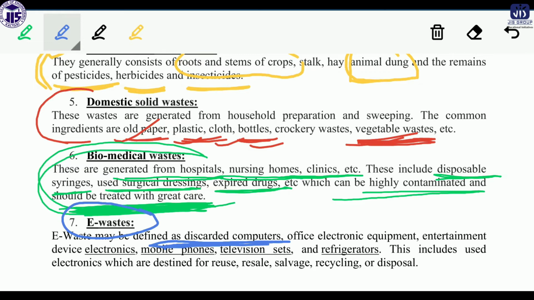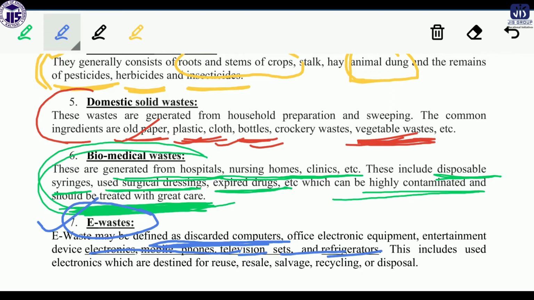It may be computers or any kind of electronic device, starting from the mobile phone, television set, refrigerator, all of that is included in the category of e-waste. That means whatever electronic gadget we use each and every day is included in e-waste. And nowadays, e-waste has become a major problem. Think about it: the mobile phone we use today will not be the latest version tomorrow. Tomorrow it will become older.